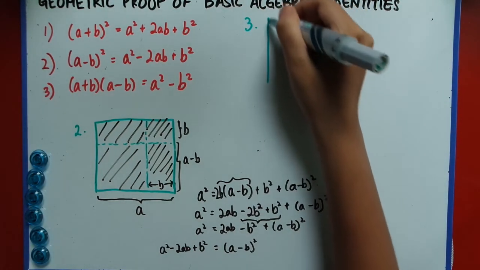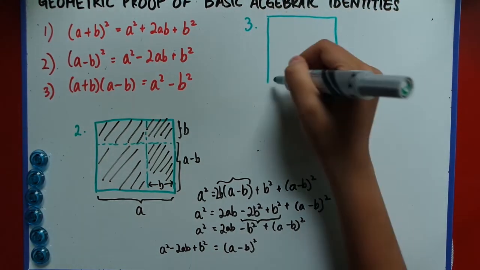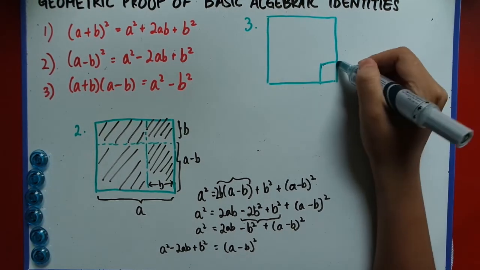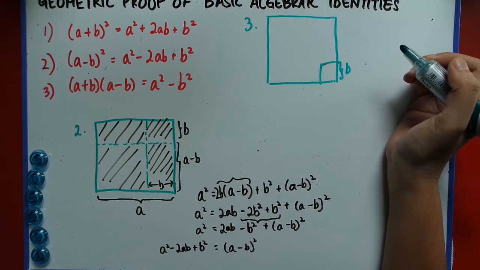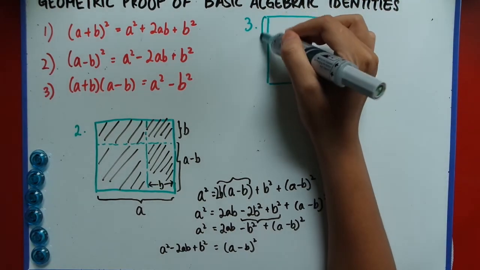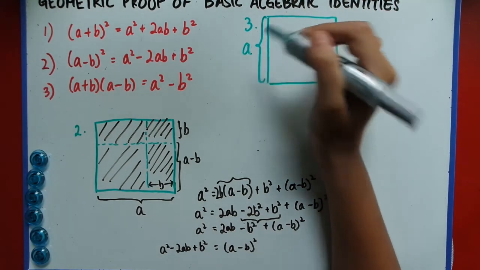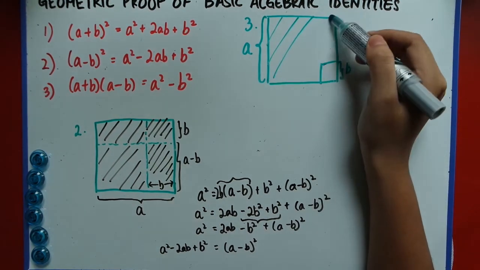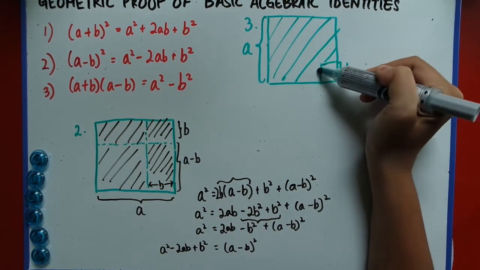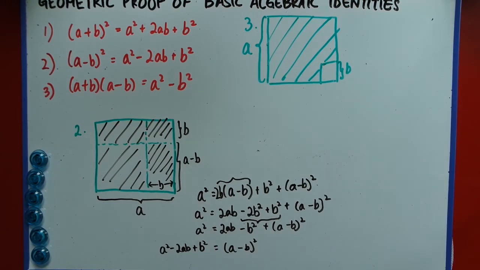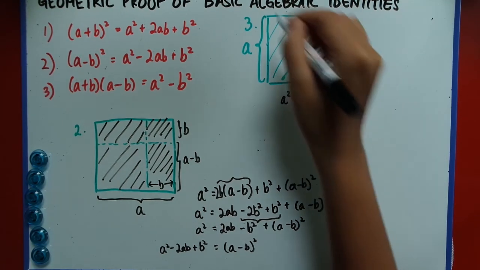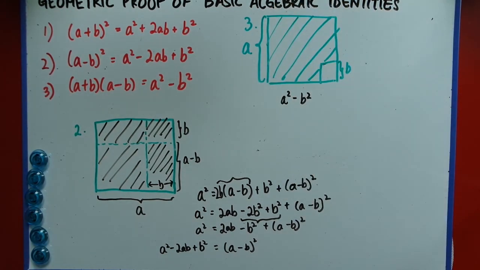I'm going to draw a square again, but this time it's a little bit different. Okay, I'm going to section off one small square here of length b on the side. Okay, and I'm telling you that the big length here is a. We want to focus on this area here. Okay, so this area here, the obvious way to do this is simply a squared minus b squared. It's the big square minus the small square, right?